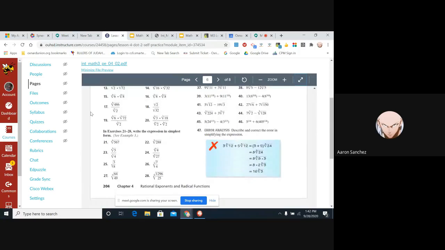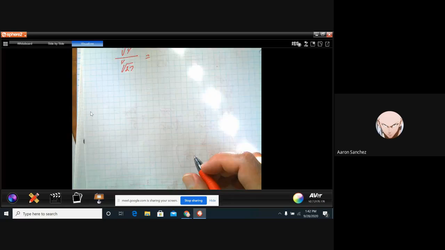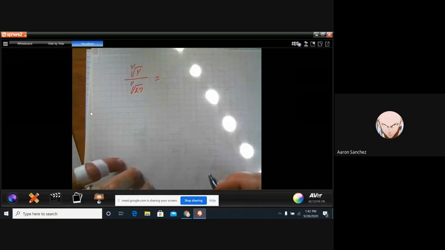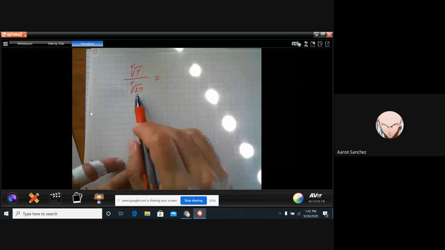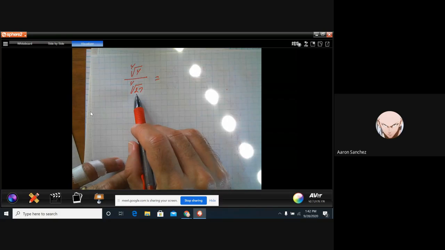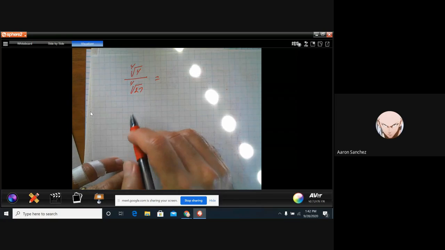Okay, so let's do 24. It's kind of a weird one. This is not one of our homework problems. But now I have the 4th root. Can you read my handwriting? Yeah, I can read it. So now I have to multiply a number by itself 4 times.